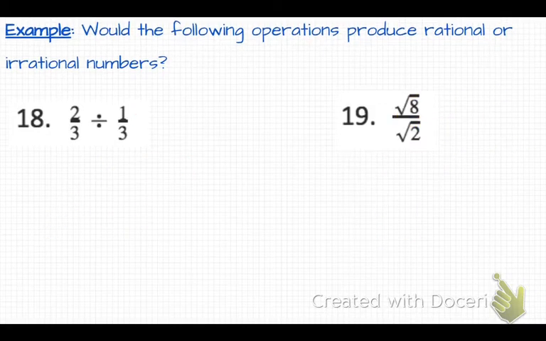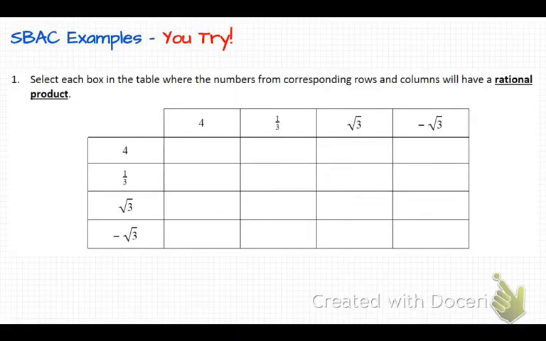Okay, now I want you to make a table in your notes. We got just under 10 minutes left. Can you make this table? You're going to try it. Okay, this is very, very similar to an SBAC style question. You're going to select each box in the table where the numbers from corresponding rows and columns have a rational product. What does product mean? Multiplication. So we're going to find if I multiply down and across, what kind of number do I get?